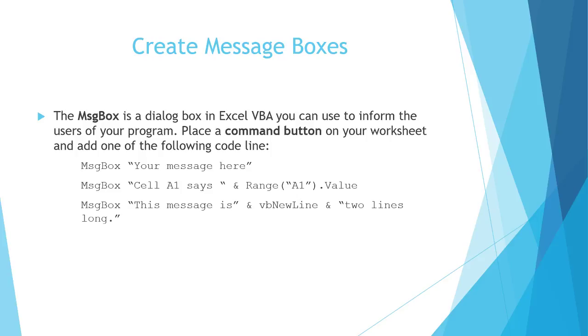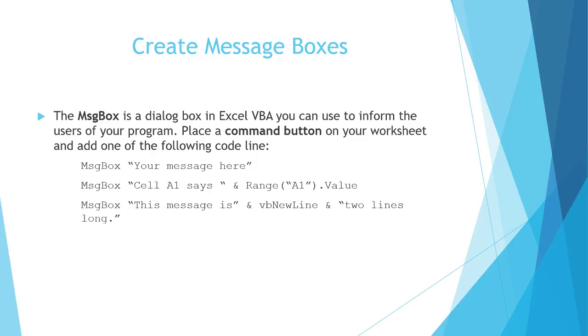So the first one is pretty straightforward. It's just going to say your message here when you do it. The second one's a little bit more complicated because we're going to use that value function again. So this message box says cell A1 says, close quotation marks. So that's all going to be text that's displayed. And then it's going to say and the range A1 dot value. So it's going to finish that off with the value of whatever is in A1.